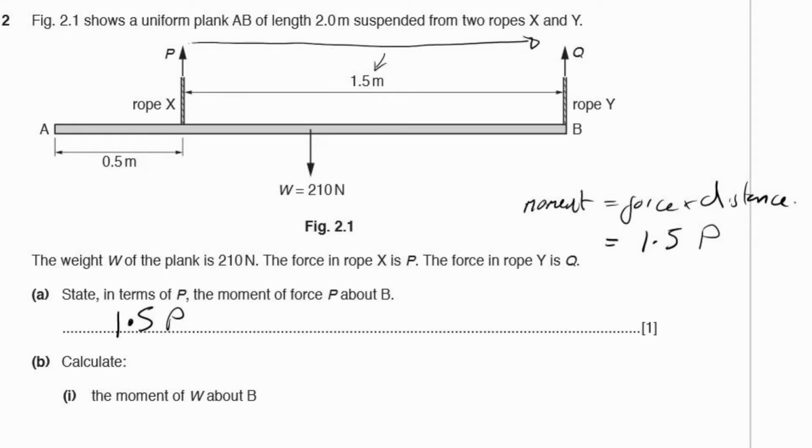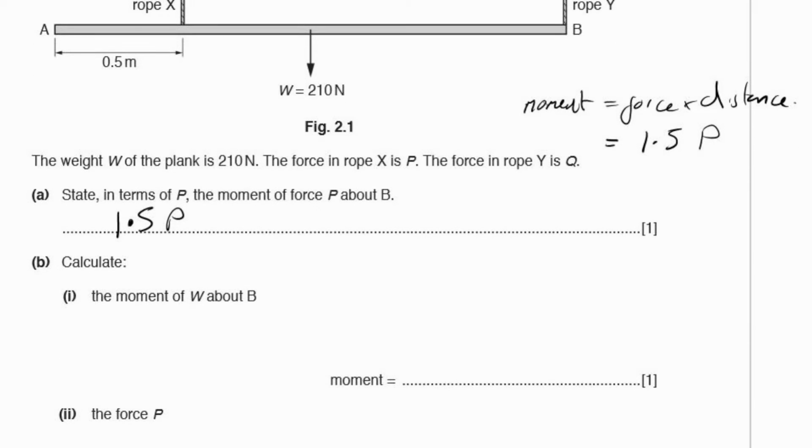Calculate the moment of W about B. So let's find W. Here we are. W is the weight, and it's asking for the moment of W about B, so we want to know what this distance here is. W is from the centre of mass, the centre of weight of the object, and it points directly down. What does that mean?